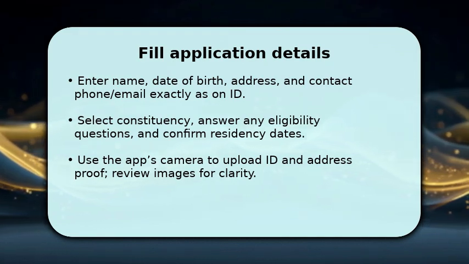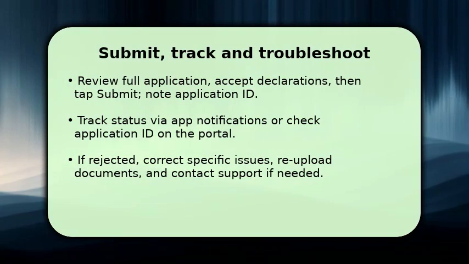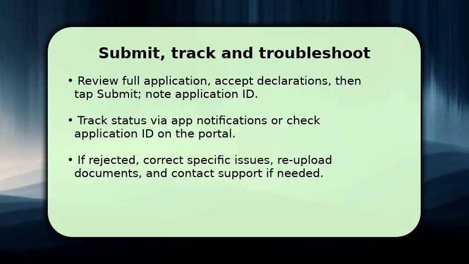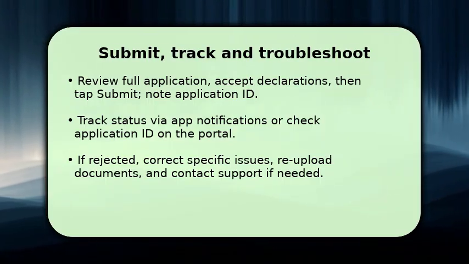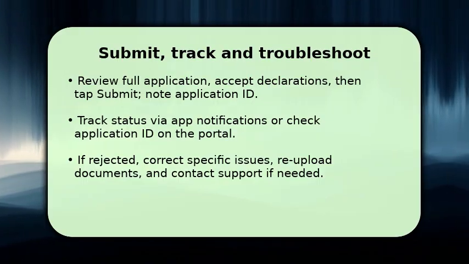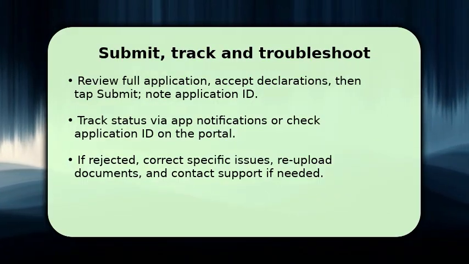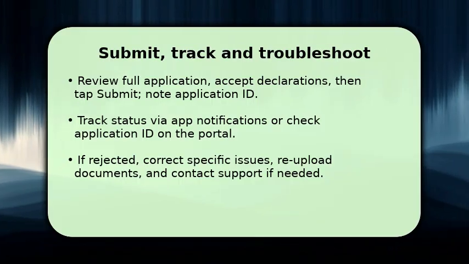Finish by reviewing the whole application, accepting any declarations, and tapping Submit. Copy the application ID or screenshot the confirmation. You'll get status updates, pending, under review, approved, so check notifications or the portal if you need timing. Once approved, expect a physical voter card mailed within the stated timeframe.